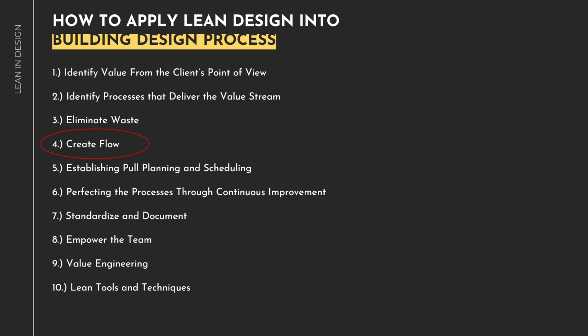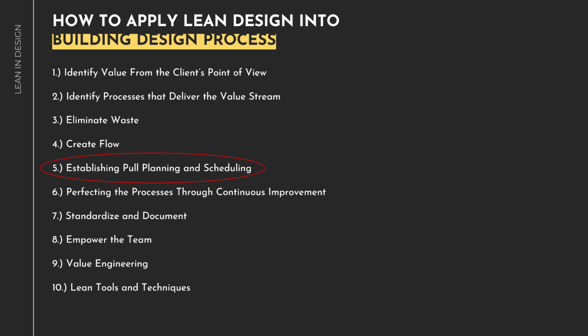Fourth, create flow. That means ensure smooth and continuous flow of information and work within the design team. Use collaborative tools and technologies to facilitate real-time communication and information sharing. Minimize handoffs and handovers that can lead to delays and errors. For example, implement a collaborative design process where architects, engineers, and other stakeholders work closely together throughout the project. Use digital tools to facilitate real-time collaboration and information sharing.